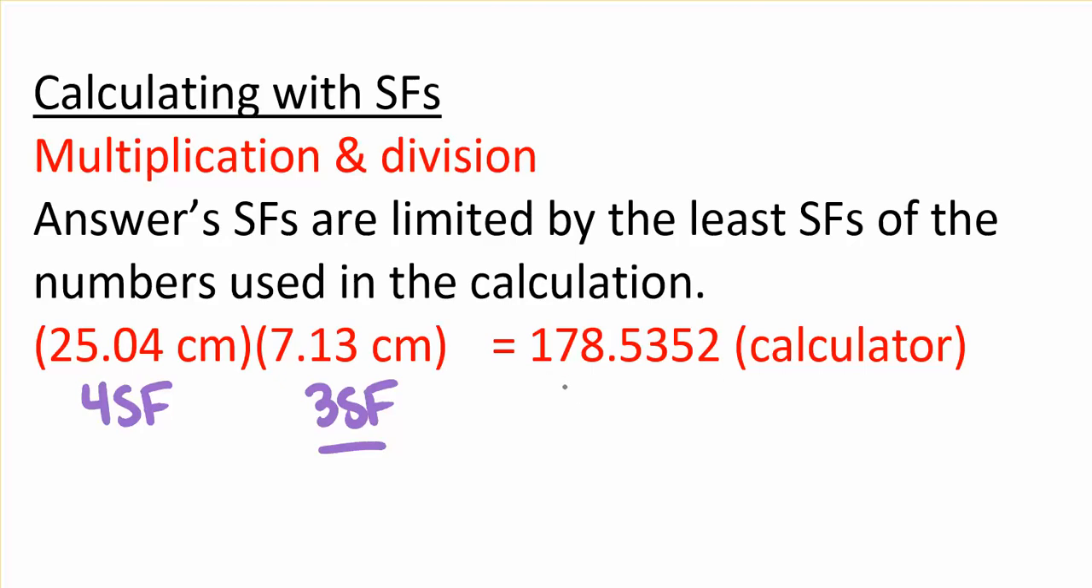So this is what my calculator says. I'm going to round that to 3 sig figs. So like this. Notice that I rounded up because I look one digit to the right. If that is 5 or greater, I'm going to round up. So 179. And then we need to think about the units a little bit here. This is centimeters times centimeters. So that's centimeters squared. That's area.